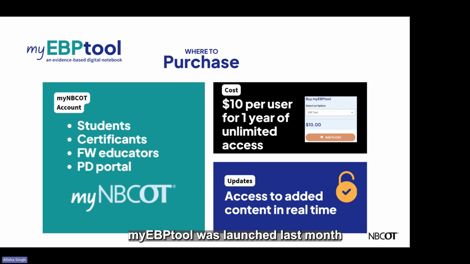My EBP Tool was launched last month, and it's available for purchase through a My NBCOT account and the PD portal. The cost is $10 per year for a 1-year unlimited use subscription. Upon purchase, you'll gain immediate access to current and updated content, ensuring that you stay informed and up to date with the latest developments in the field. We think it's an excellent resource for students, certificants, fieldwork educators, and program directors.